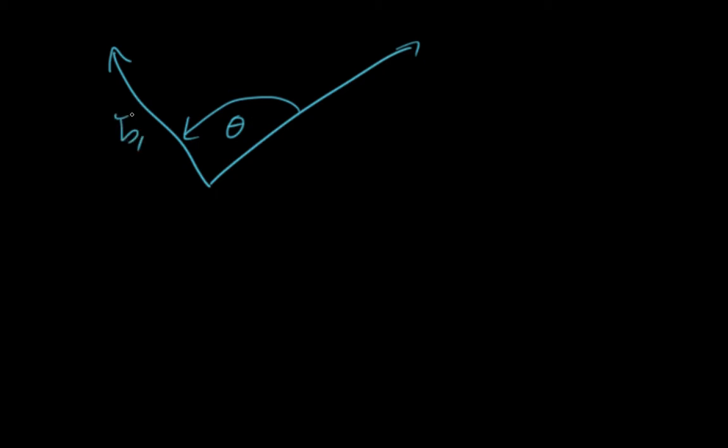Hey math kids, today we're going to look at the angle between two lines. You may remember in a previous chapter that we were looking at the angle between two vectors. And the situation was like this. And this theta had to be in between 0 and 180.